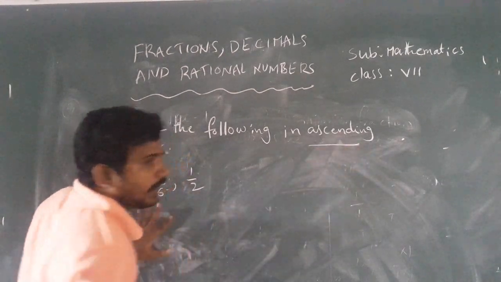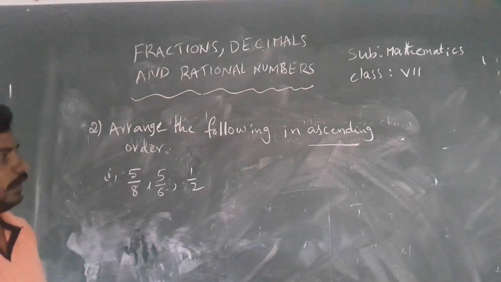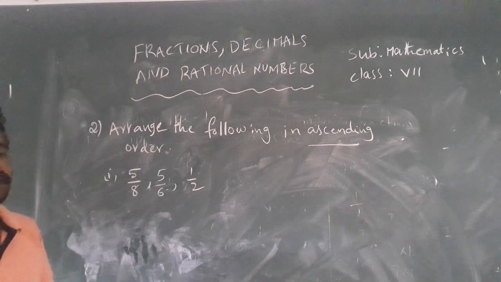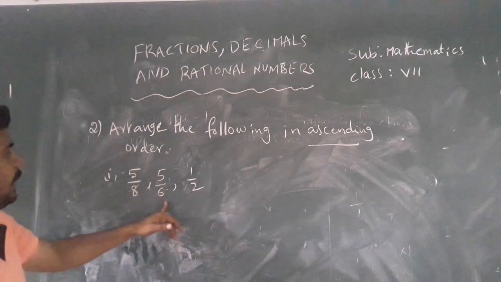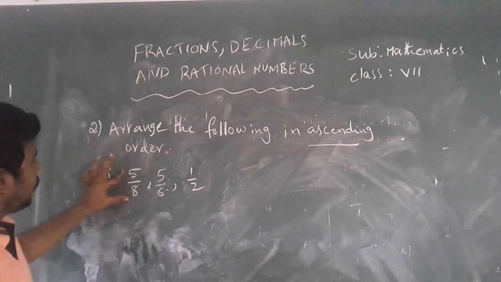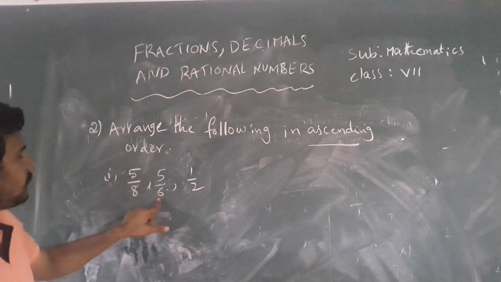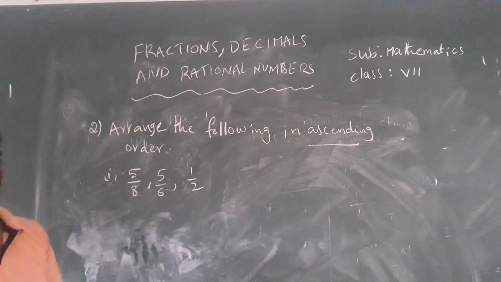So what is ascending order, children? Already you know that ascending order means small to big. We arrange the given numbers small to big. So 5 by 8, 5 by 6, 1 by 2. In 5 by 8, the denominator is 8. In 5 by 6, the denominator is 6. In 1 by 2, the denominator is 2.